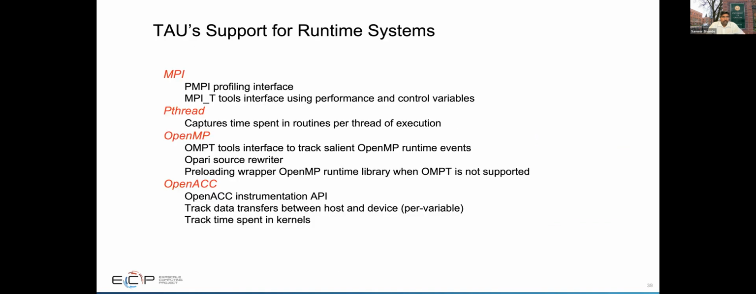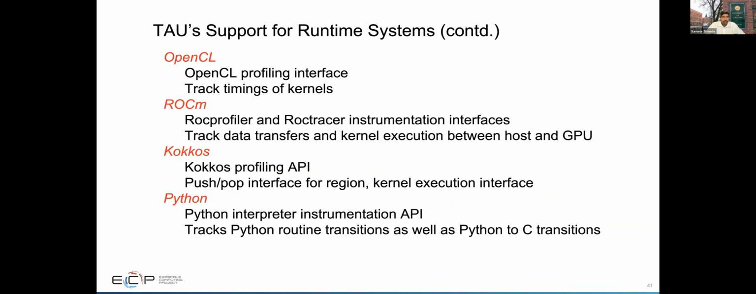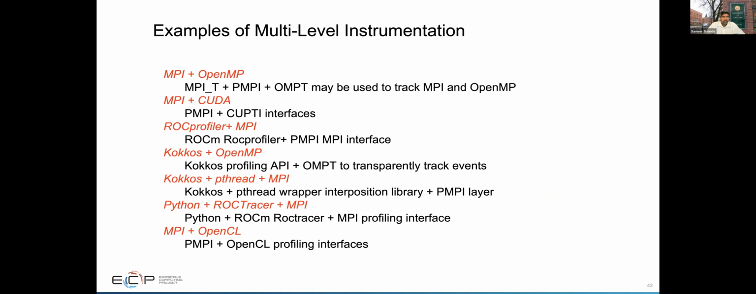So TAU supports many different runtimes, including MPI, pthread, OpenMP, OpenACC, OpenCL, ROCm, Kokkos, and Python. And the best part is you can mix and match these instrumentation interfaces. So you could say, my application requires MPI level performance data using PMPI, and it needs the ROC profiler interfaces. So you can mix these two together or use Kokkos for that matter.